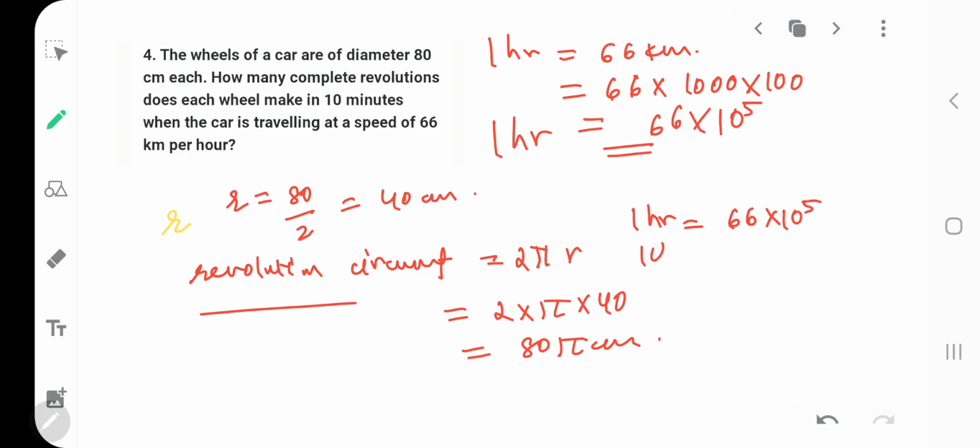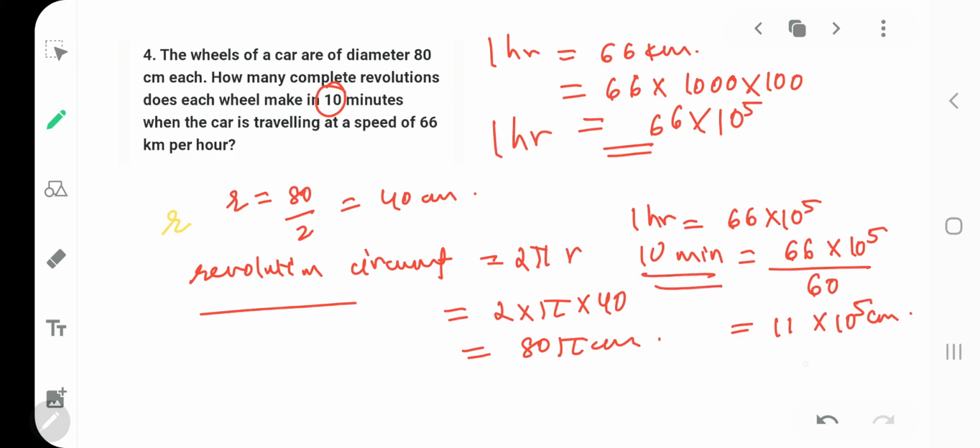I want it for 10 minutes. If you can see, the problem asks you for 10 minutes. So in 10 minutes, the distance covered will be 66 into 10 raised to 5 upon 60. Am I correct with this? Yes. And the answer will be 11 into 10 raised to 5 centimeter. Clear with this? So I got the 10 minutes distance covered by the car as 11 into 10 raised to 5 centimeter. Further, we have the number of revolutions.